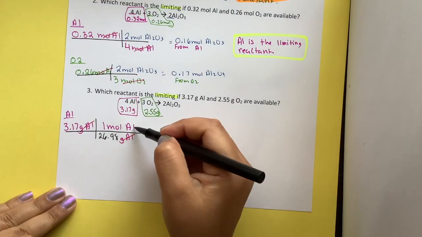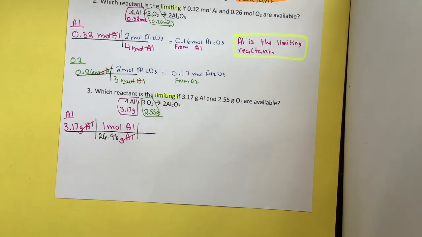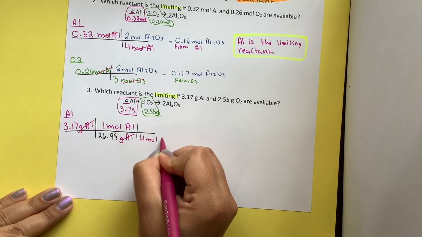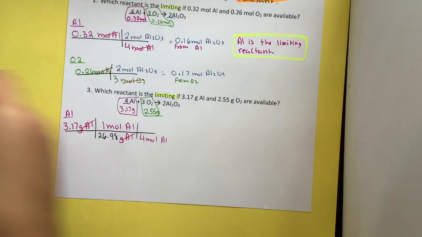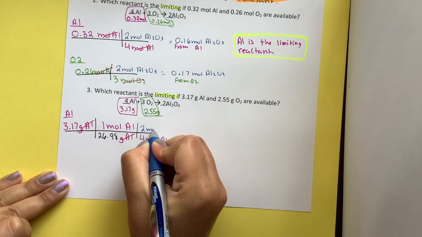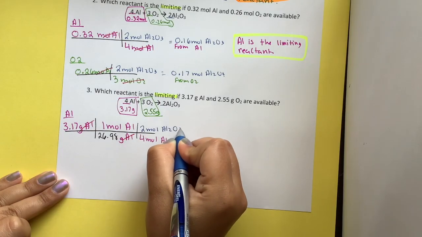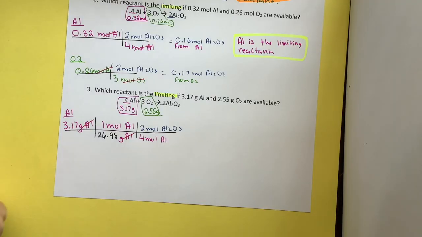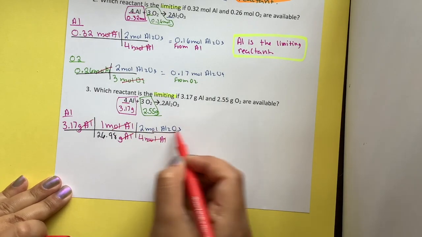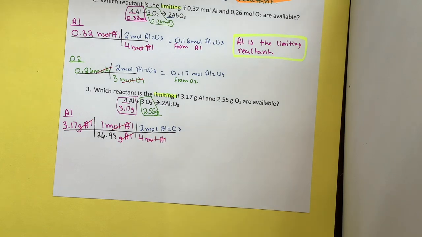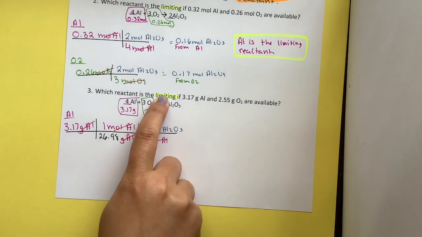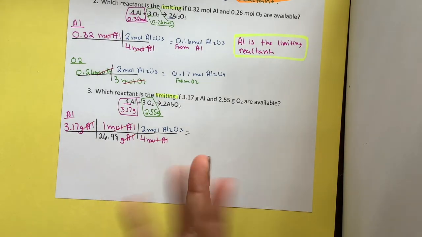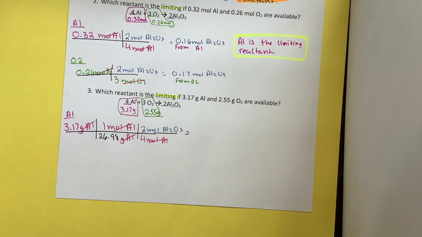Now that I'm in moles, I can use my mole ratio. According to my balanced equation, I have 4 moles of aluminum for every 2 moles of Al2O3. My moles of aluminum cancel out, leaving me moles of the product. Again, I am going to stop here because the question is just asking me for the limiting reactant. In the next section, you're going to see that you have to do an extra step and go to grams, but I'm going to stop here.